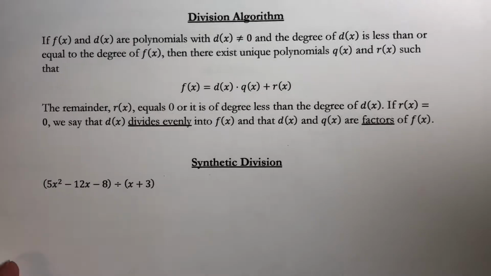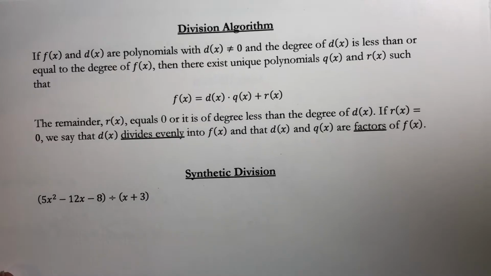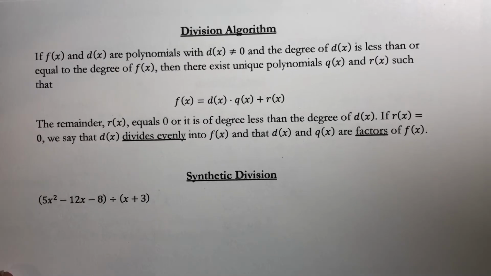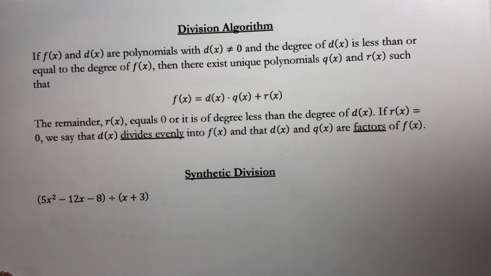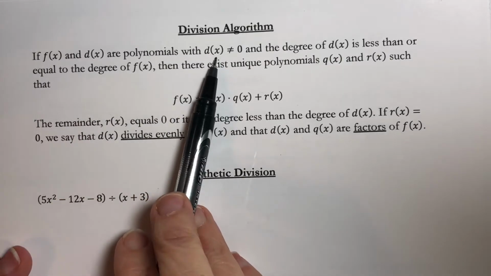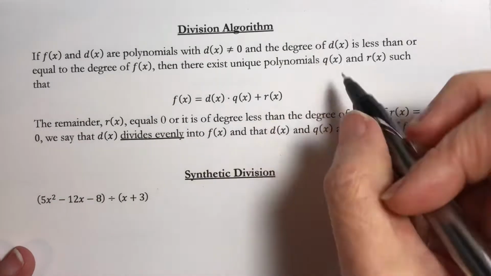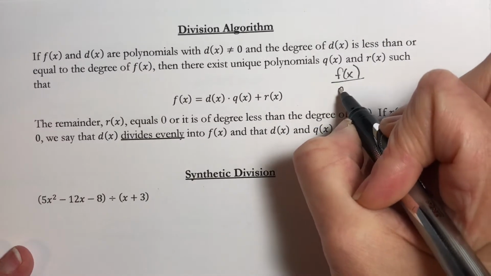This is part 3 of section 3.3. We've been talking about dividing polynomials, and what we need to talk about right now is the division algorithm, and we've actually already been talking about it a lot, okay? If f of x and d of x are polynomials and what you're dividing by is not 0, so basically right now we have f of x divided by d of x.